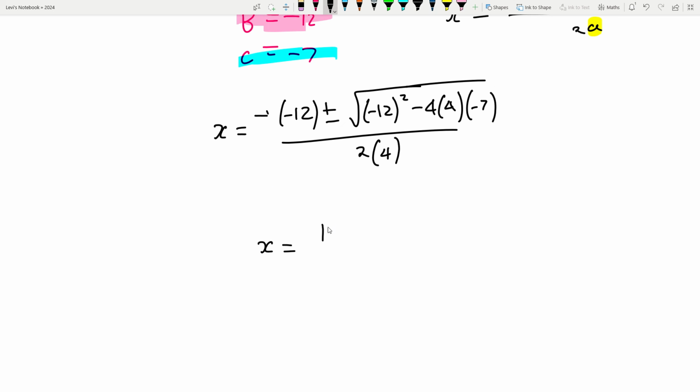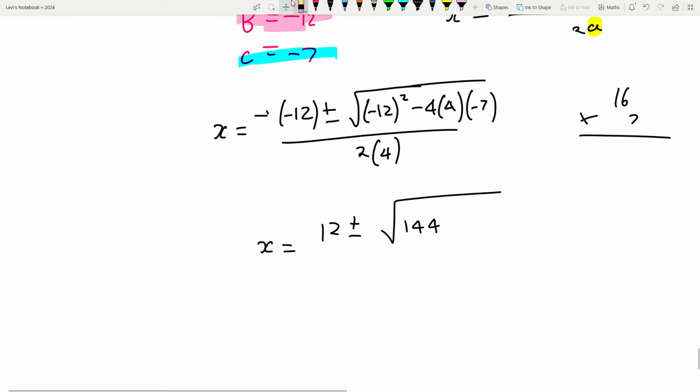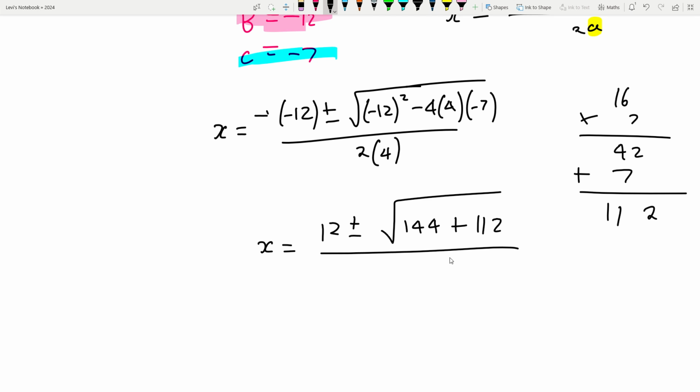So x is equal to 12 plus or minus 12 squared is 144, I do believe, because I don't have a calculator here, so I have no way to check it. 4 times 4 is 16, so you have negative 16 times by negative 7, so we can ignore those negatives because they'd cancel out. 6 times by 7 is going to be 42, and then 7 times 1 is 7, so the correct answer is going to be, what's that going to be, 112 maybe? Yep, so you have positive 112, okay, all over 8.